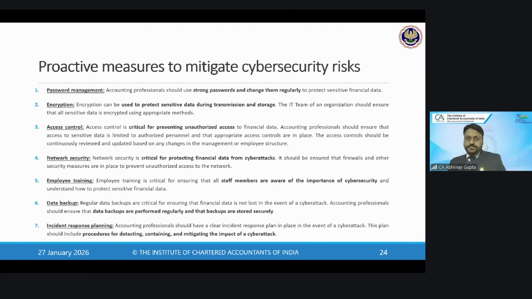Now, proactive measures to mitigate cybersecurity risk. What are those which will help us in reducing or mitigating these risks? Password management. I should suggest that every employee has a very strong password and continues to change it on a regular basis, right? Yes, sir. Using uppercase and special characters like that.